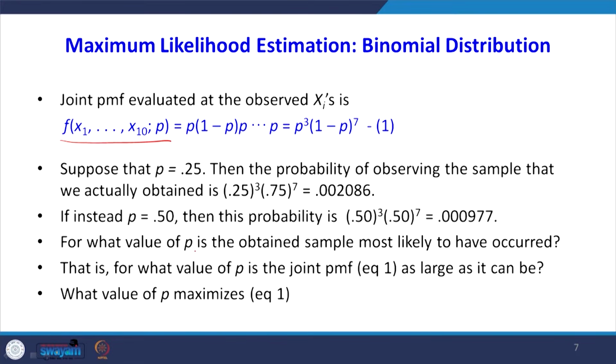For what value of p is the obtained sample most likely to have occurred? That was the question. That is, for what value of p is the joint PMF as large as it can be? Otherwise, what value of p maximizes equation 1? That p value is what we call the maximum likelihood estimate.